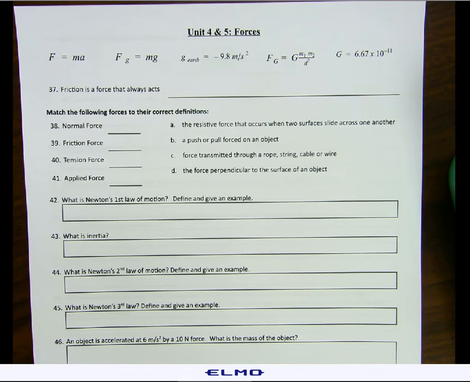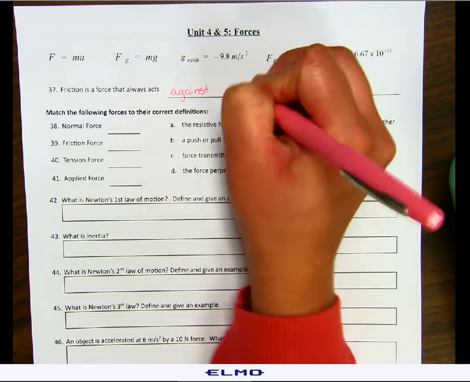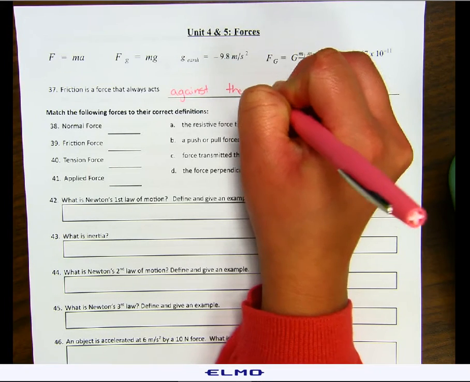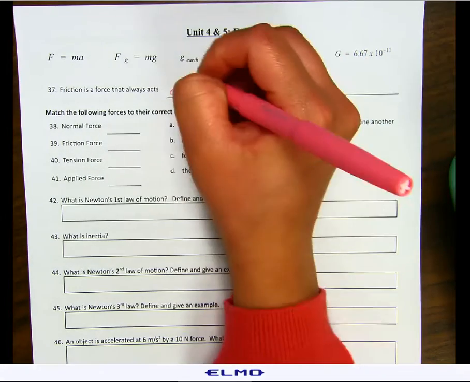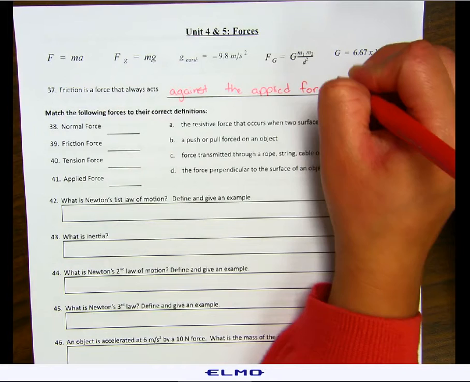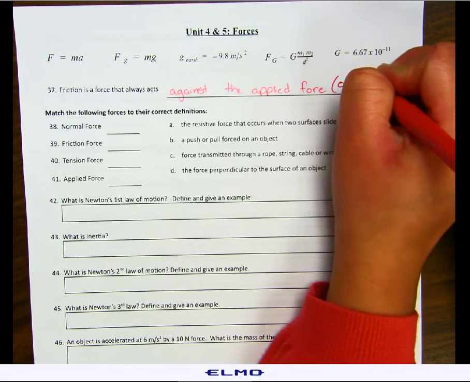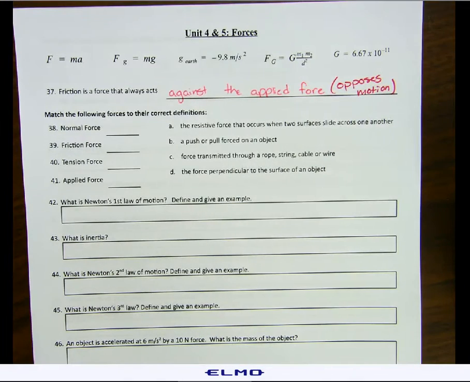Number 37, friction always acts against the applied force. So it always opposes motion, meaning it's always going to go against your motion. So whichever way you're pushing or pulling something, friction is going to act against that.